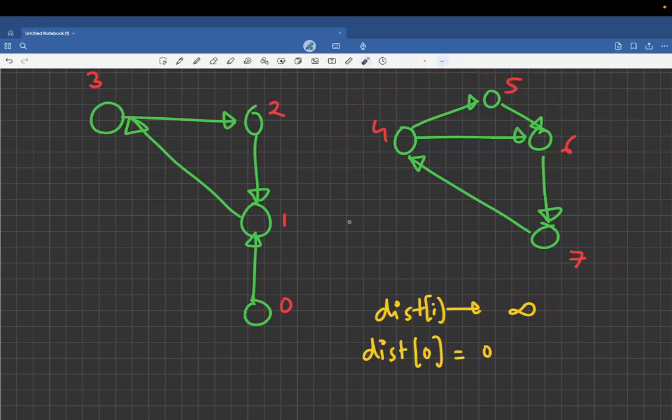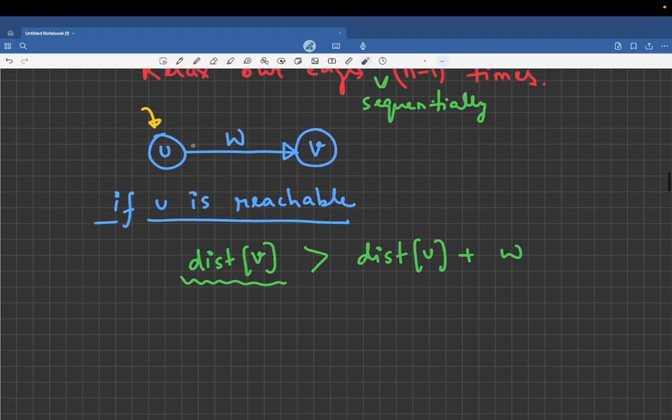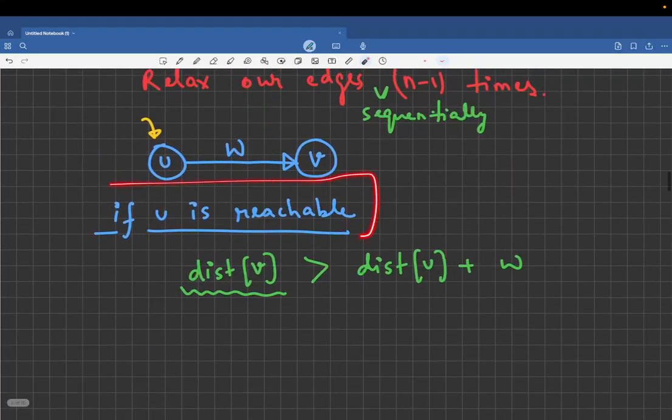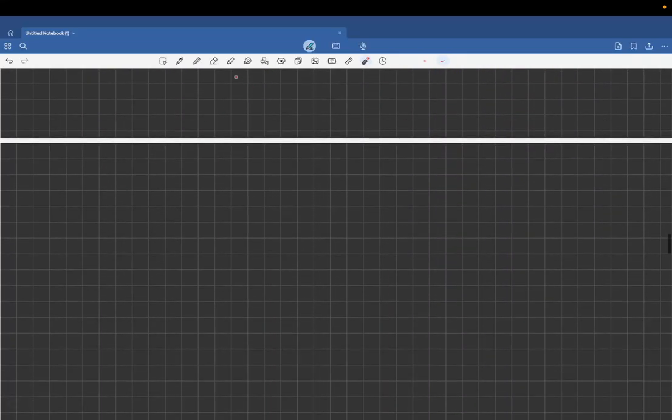Okay. We will make a slight change in the algorithm and things will work. What is the change? While relaxing our edge, we will just neglect this particular condition whether U is reachable or not. If we do this, just agree that we will be able to detect the negative weight cycle. And why? We are not checking whether U is reachable or not, right?